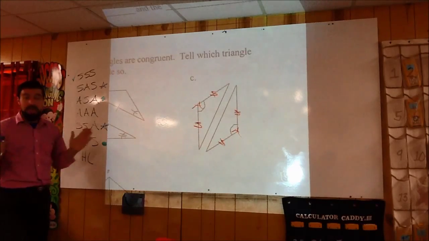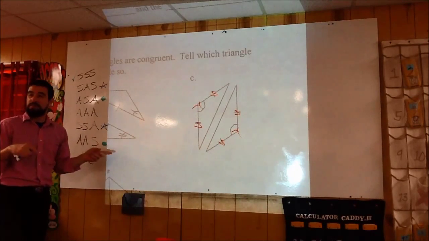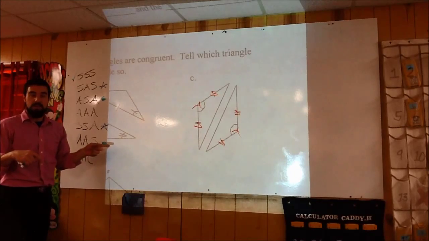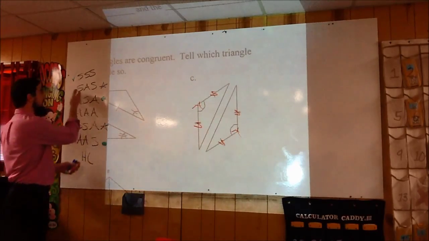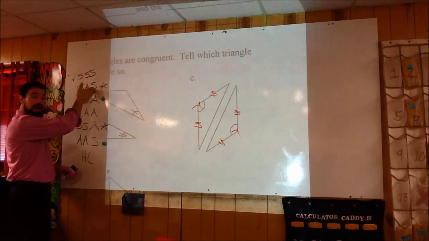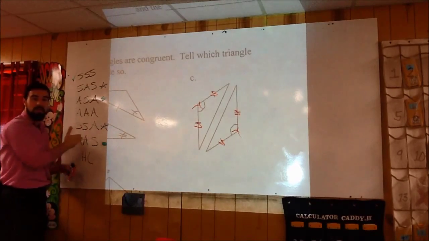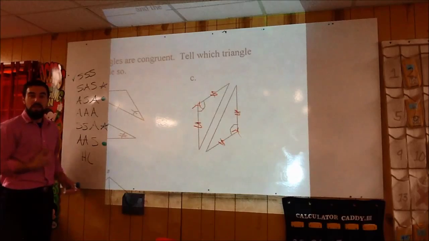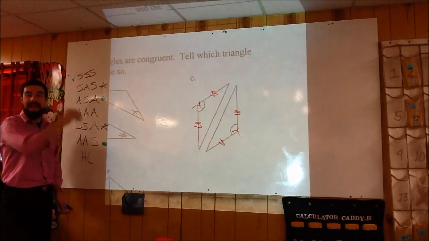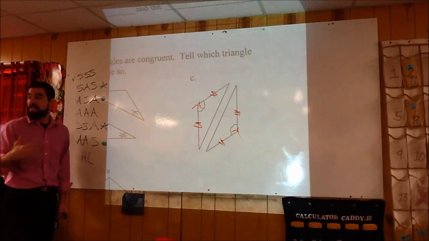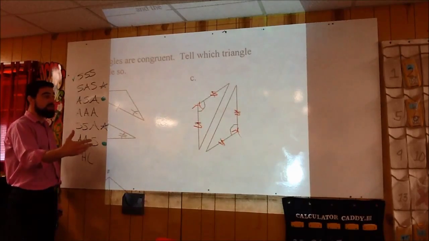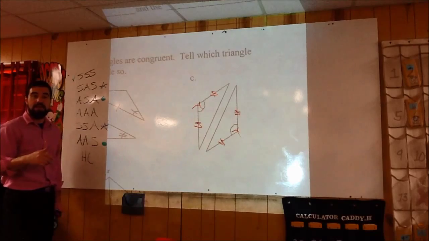One of them does prove that triangles are congruent, and one of them does not. So in order to figure out which case I have, do I have side, angle, side, or do I have side, side, angle? Just like the acronym, you need to figure out where the angle, the A, is located with respect to the sides in the diagram.